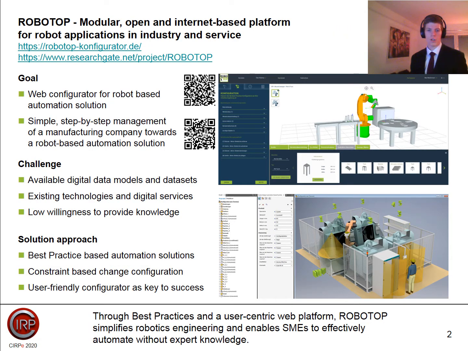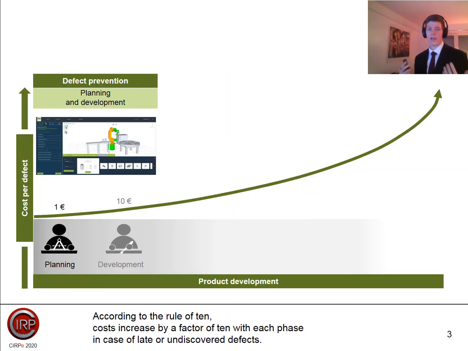The idea emerged within the research project Robotop, where the aim is to enable SMEs to easily automate and to get an easier access to knowledge of automation solutions. You also have to coordinate engineering processes, and therefore new ways, new possibilities were needed. We take a look at different approaches. To give you a general idea, what is the problem within engineering?